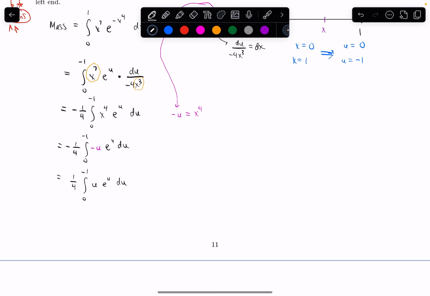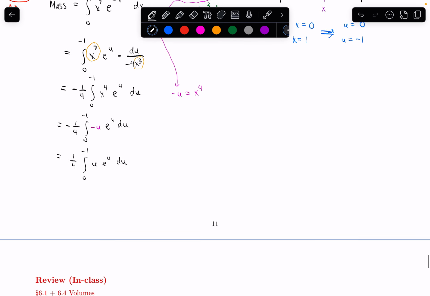Okay, so now we have this integral to do. And I want to let you think about this one as well. Pause the video one more time for 3 minutes to try this one. Pause it in 4, 3, 2, 1. Pause it and try it.